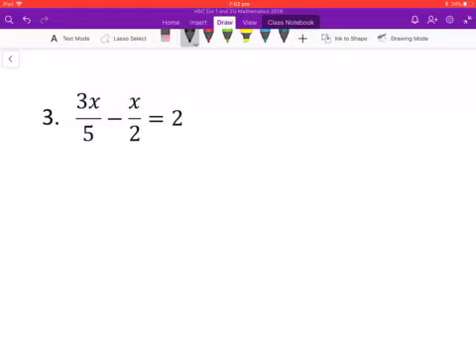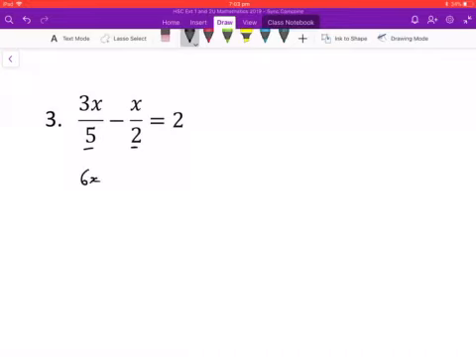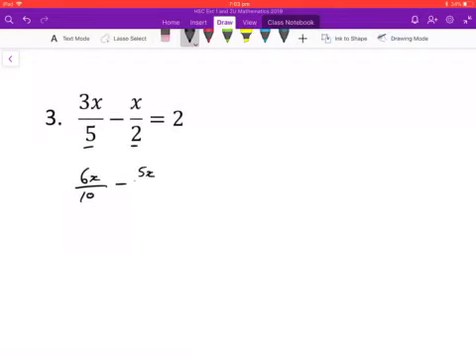Now, you can do this a couple of different ways. I'm going to do it the way where I combine the 2 into 1, simplify, and then multiply. All right, so what's my common denominator? We've got a 5, we've got a 2. 5 times 2, lowest common multiple in this case is 10. So here I'm going to multiply top and bottom by 2, so I get 6x on 10 minus 5x on 10 equals 2.